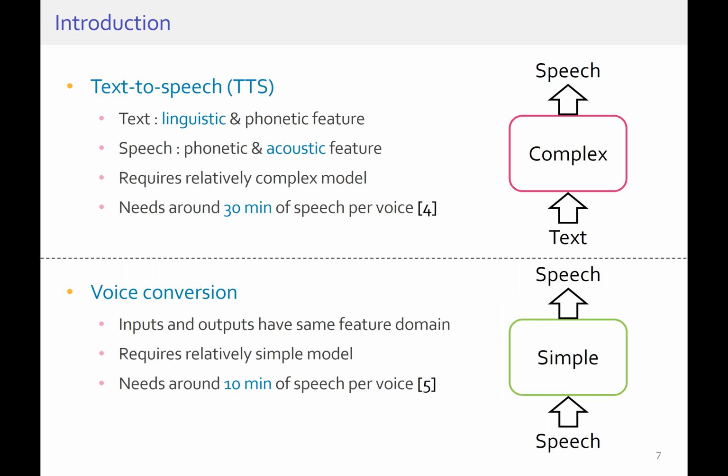In contrast, the voice conversion model gets the output of the TTS model as input, whose voice is before the customization. Next, it converts the speech to the speech of the preferred voice. As the input and output have the same feature domain, it has lower complexity and requires around 10 minutes of speech data of the preferred voice.